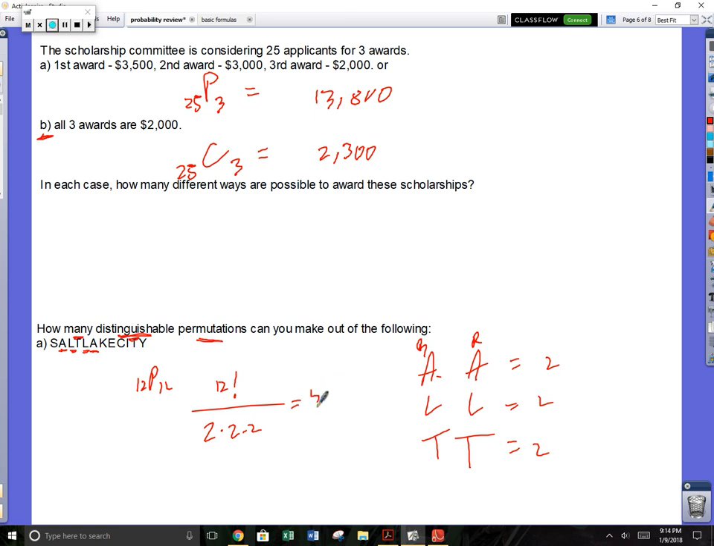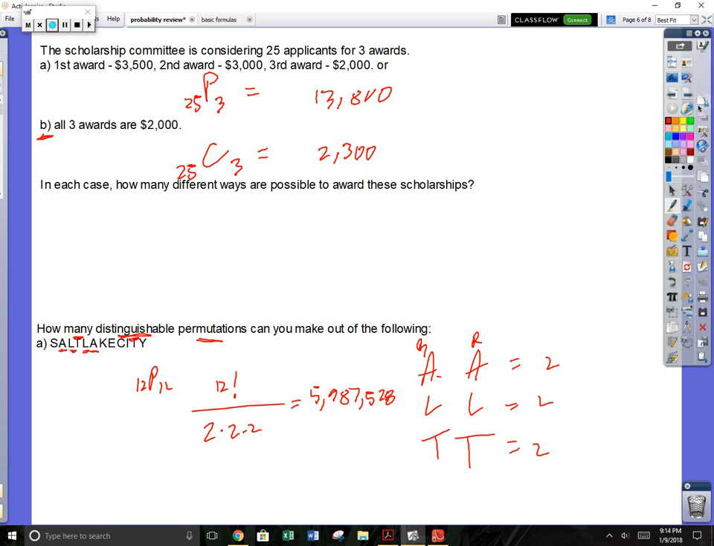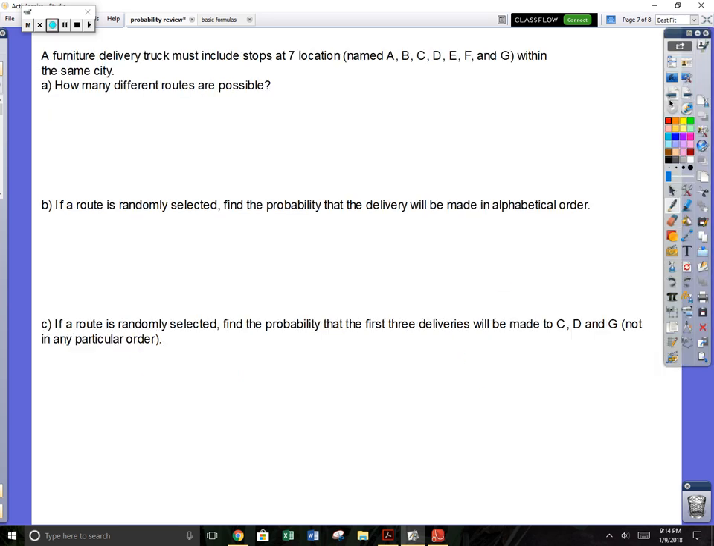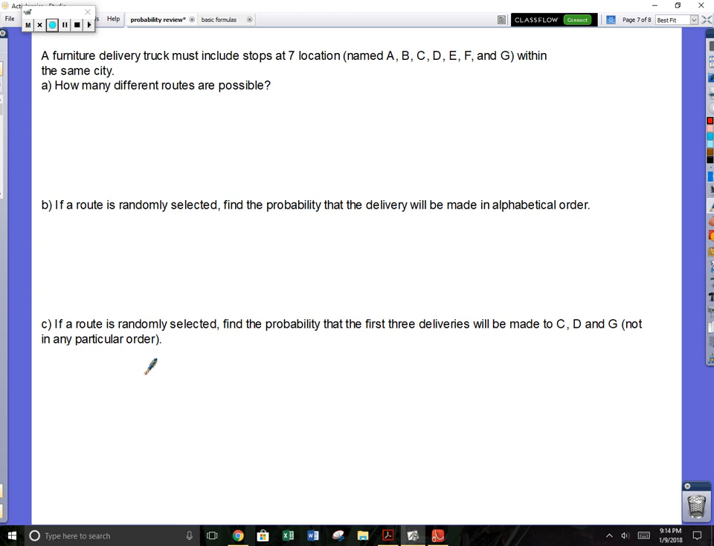It's going to be 5,987,520 or 28 or something. Can't read my writing. I think it's 28. Okay, that is similar to kind of this question, C and B.